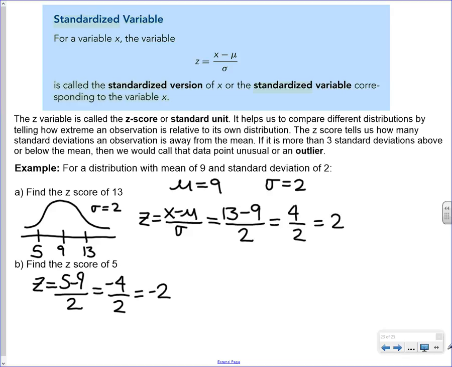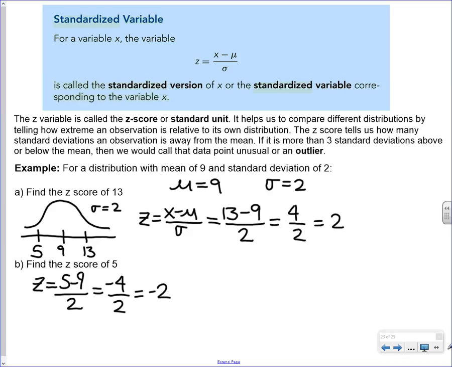Okay, so what we can use the Z-scores for is we can use it to tell just where our observation falls in the data set, or we could use it to compare different data sets, and that's what we'll do in the next example. For the first example, though, we're just going to calculate a Z-score. So let's say we have a distribution with a mean of 9 and a standard deviation of 2. What is the Z-score of an observation of 13?